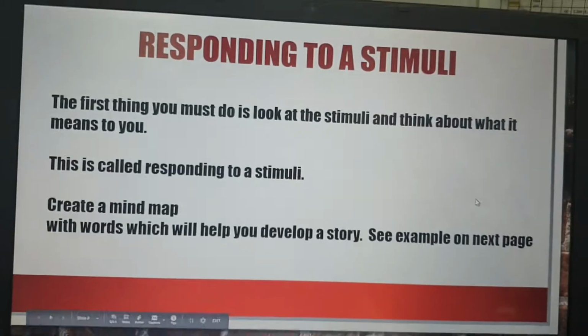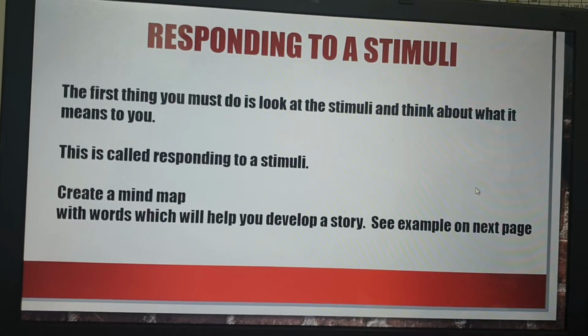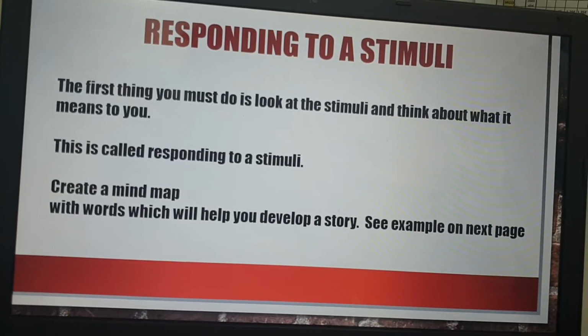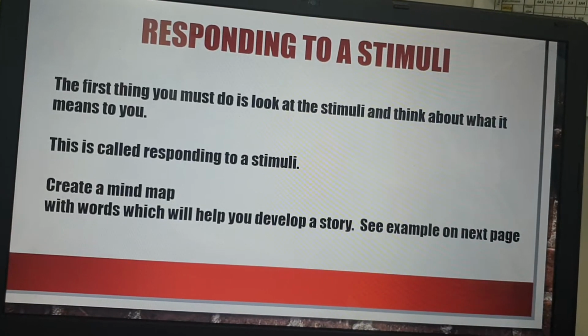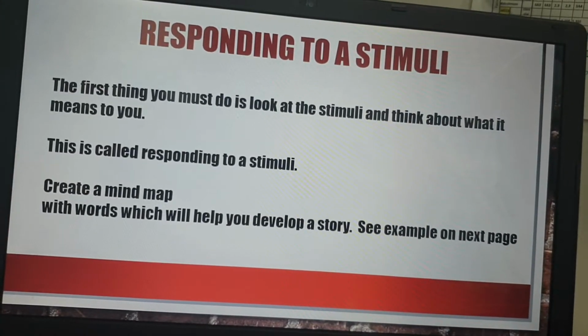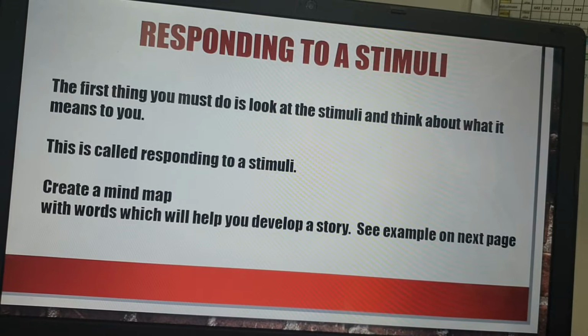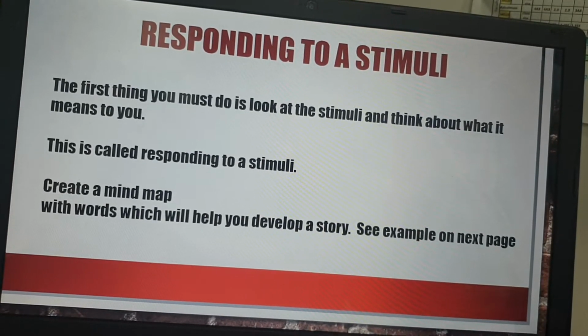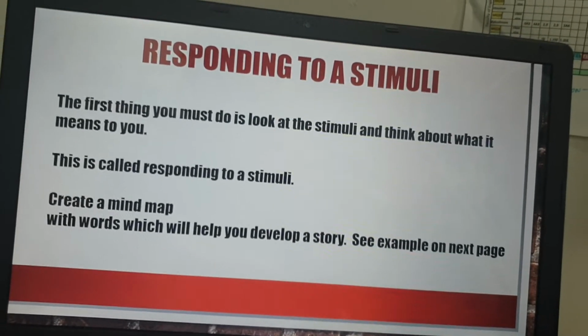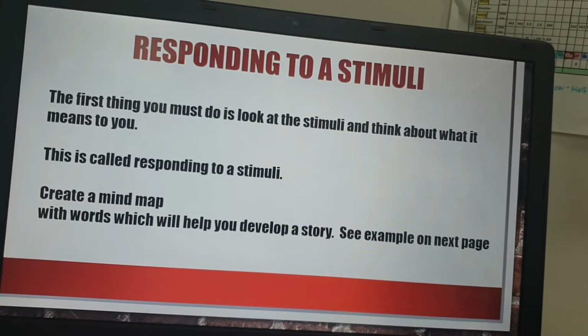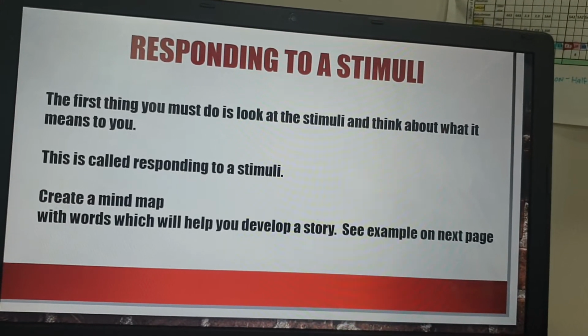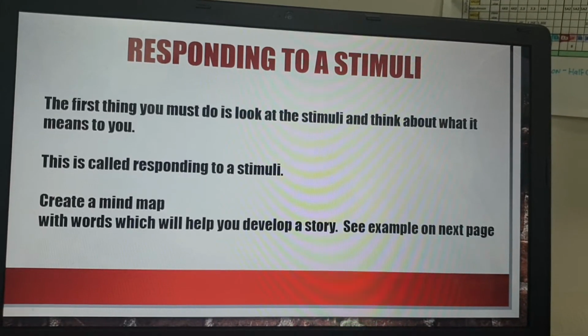So the first thing you do is look at a stimulus and think about what it means to you. This is called responding, okay? So if I look at a picture of people arguing and I say, right, this means bullying to me, okay? That would be my storyline from that. That is one of the ideas that I think about when I think about an argument, okay? This is called responding when you come up with your ideas.